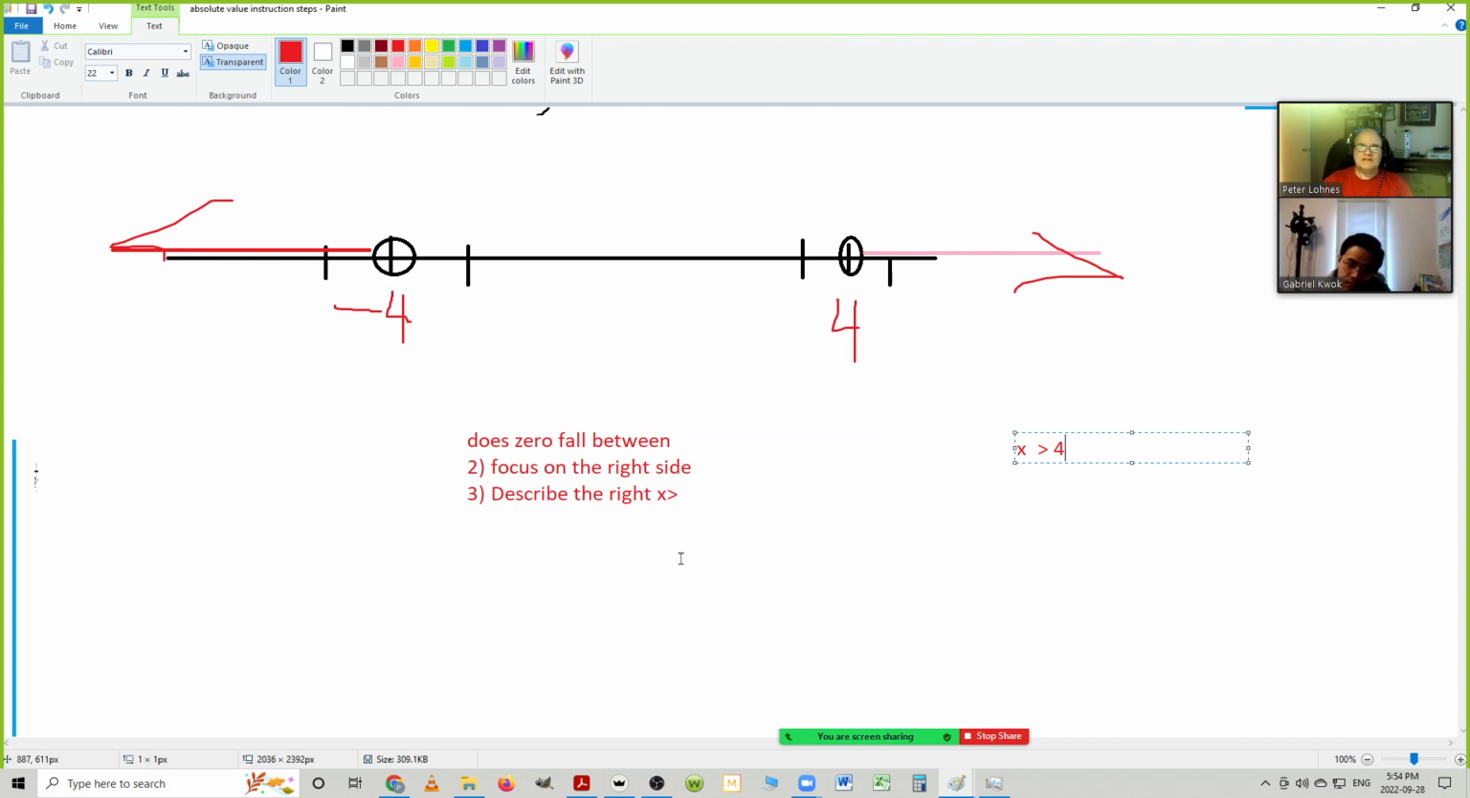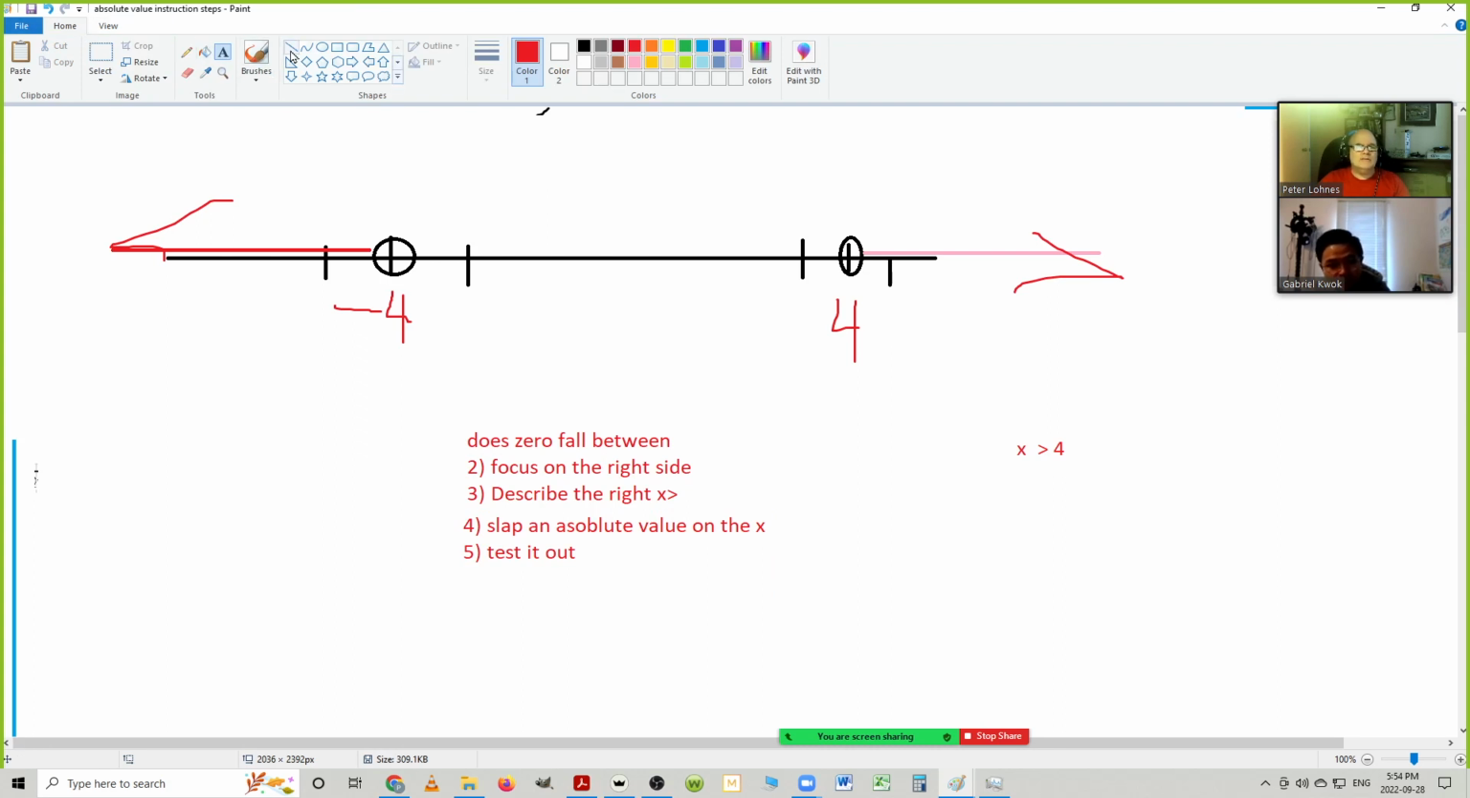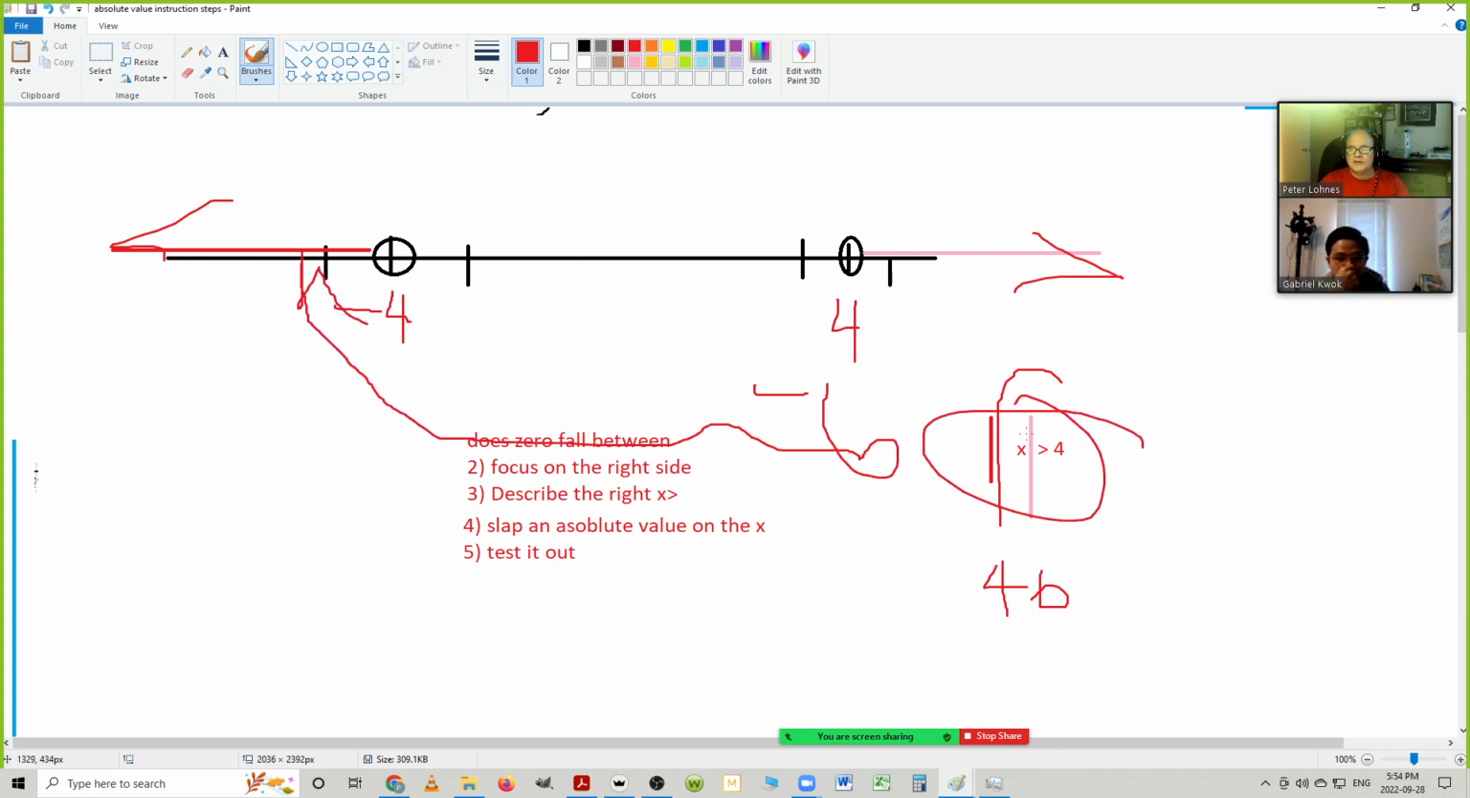And then you simply slap an absolute value on the X. Then you're going to test it out. I didn't know what you were doing with -6. So you're throwing -6 in there. What does it become? +6. Is +6 bigger than 4? Yes. Which means -6 should be on the red line. Is it? Yes, it is. So your formula works for that -6.